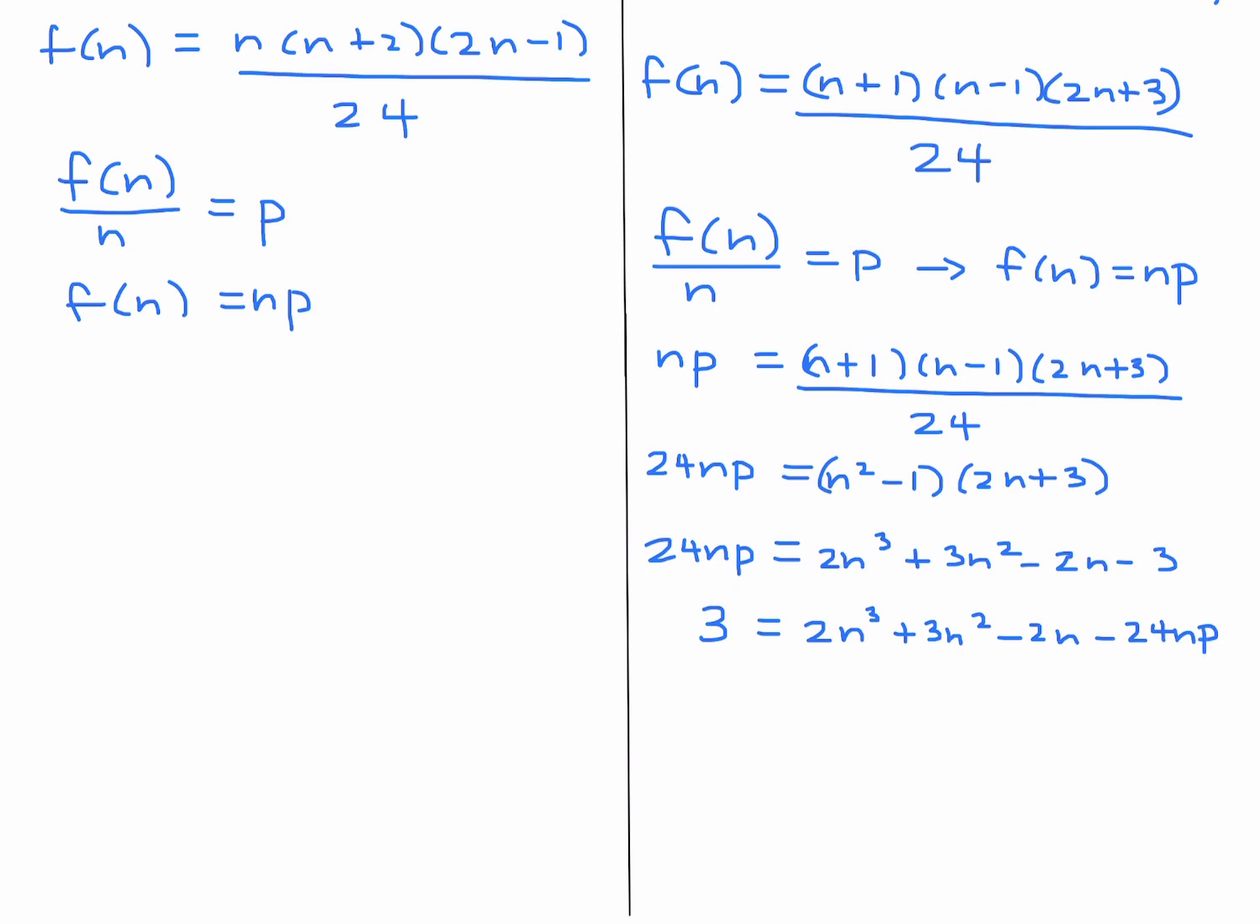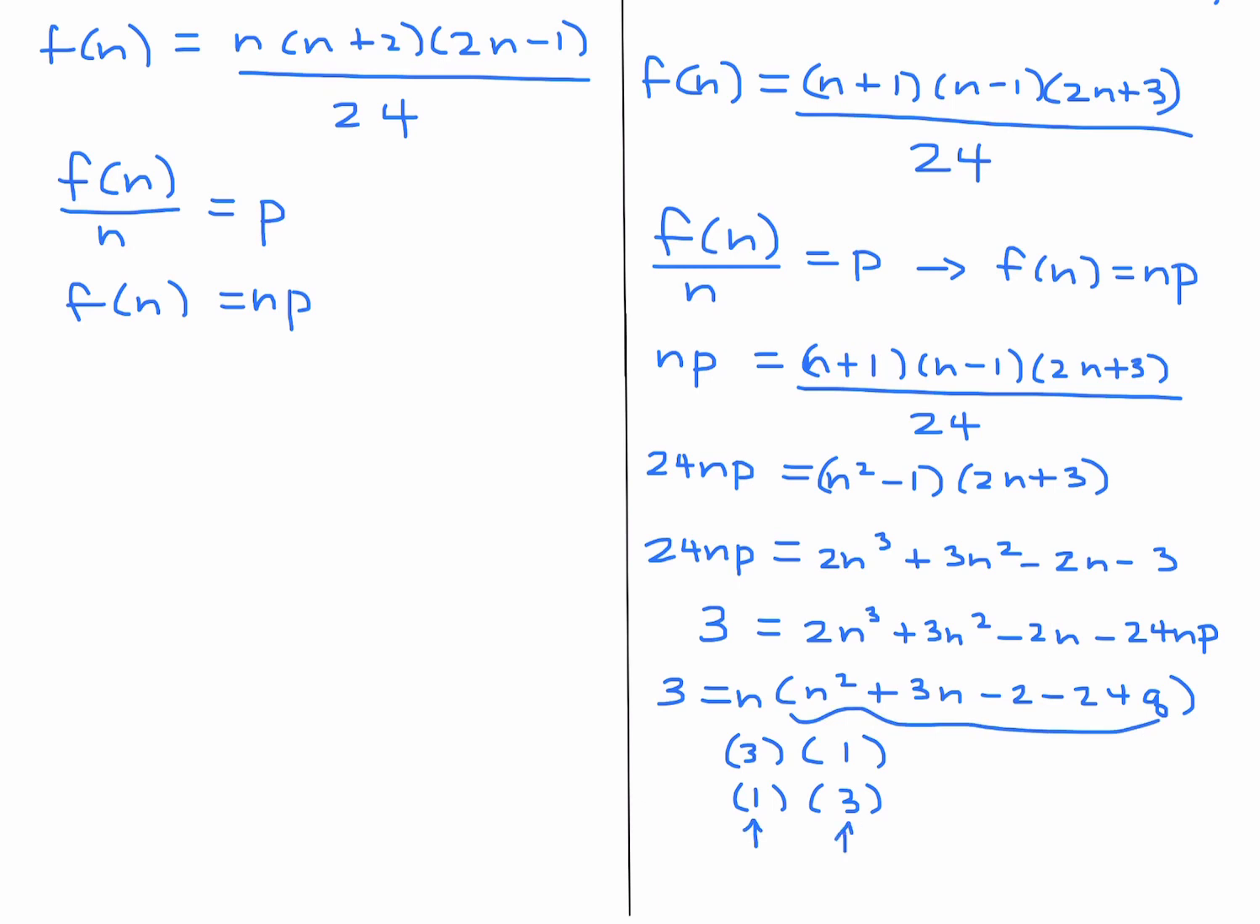And then you can factor out the n, and that just leaves you with n squared plus 3n minus 2 minus 24q. Okay, so that means this times this is equal to 3. So either it's a situation of 3 times 1, where n is equal to 3 and this whole thing is equal to 1, or it's a situation of 1 times 3, where n is equal to 1 and this whole thing is equal to 3. Regardless, we just figured out that n can be either 1 or 3.